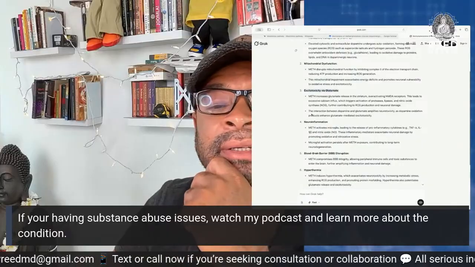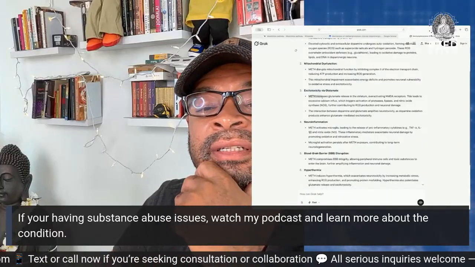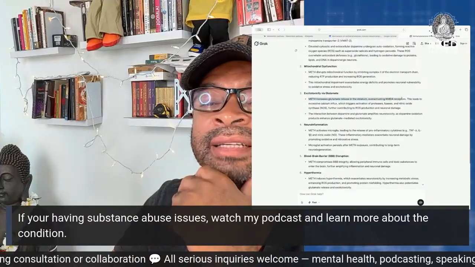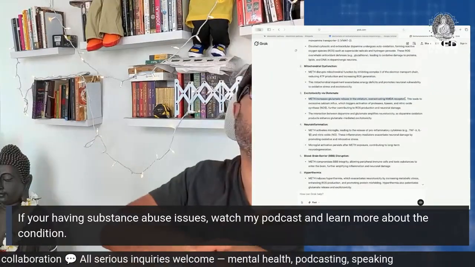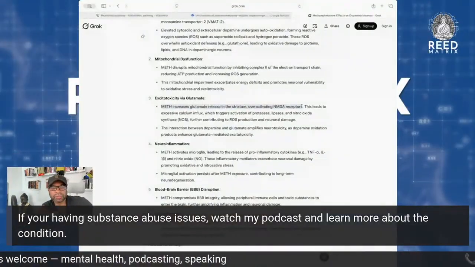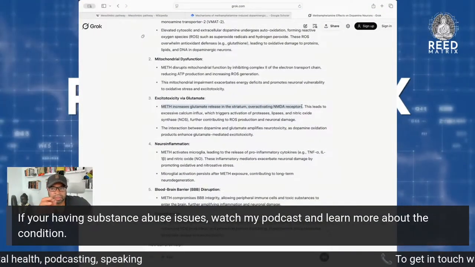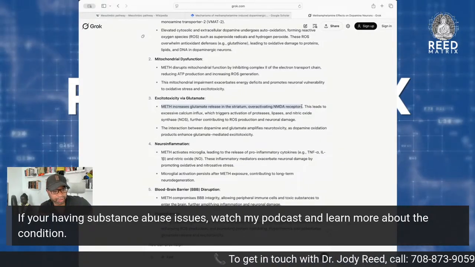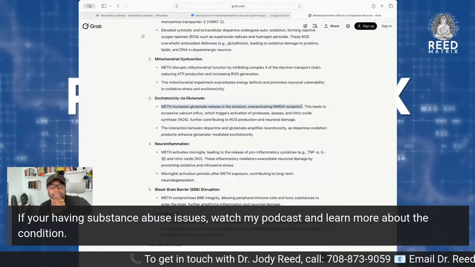Excitation via glutamate. Meth increases glutamate release in the striatum, overactivating the NMDA receptors. Now, I use Namenda all the time as a way to sort of decrease this NMDA hyperactivity.